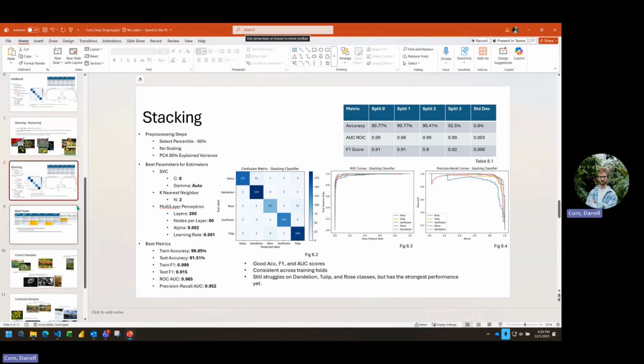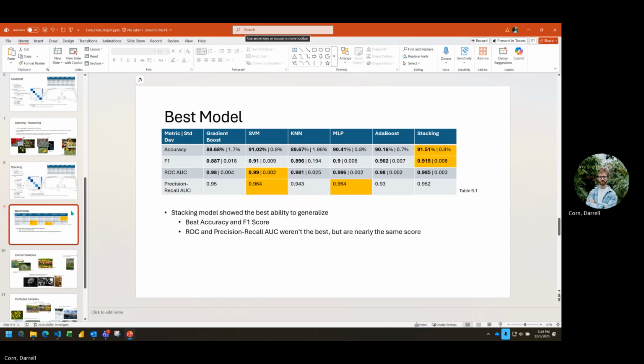So, looking at it overall, I think the stacking model shows the best ability to generalize on new data. That's because it has the strongest accuracy here at 91.5% and the best F1 score at 0.915, sorry. These metrics were also fairly consistent, which is what the second number in this table is. This is the standard deviation across the training folds. So we have those to consider.